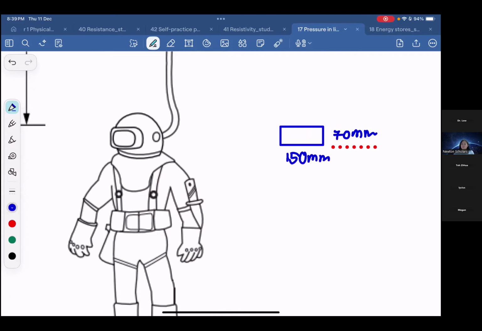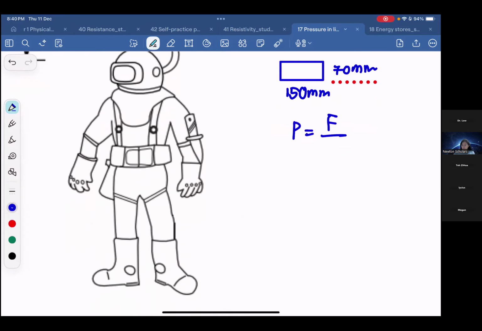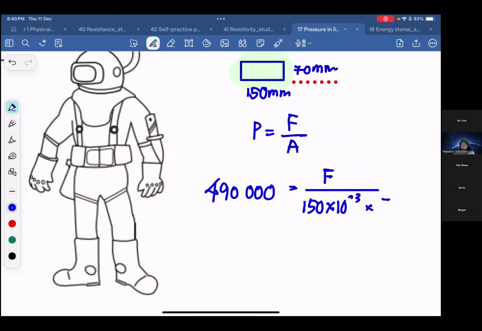Okay, so for this question, P equals F over area. The pressure that you calculated just now is 490,000. The force we don't know. But the area here is the area acted on. So you should use 150 times 10 power of negative 3, then times 70 times 10 power of negative 3.